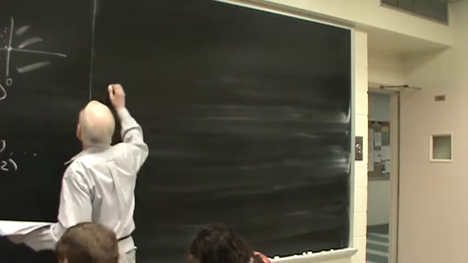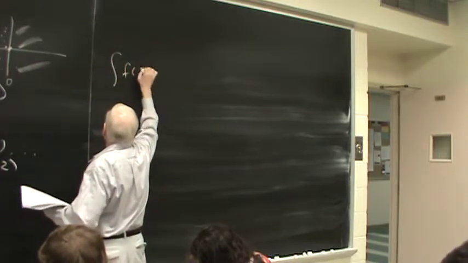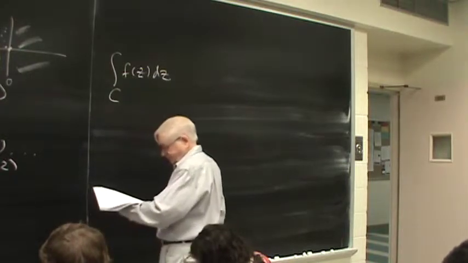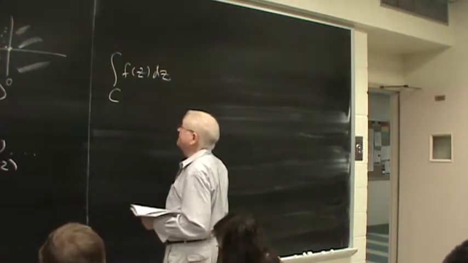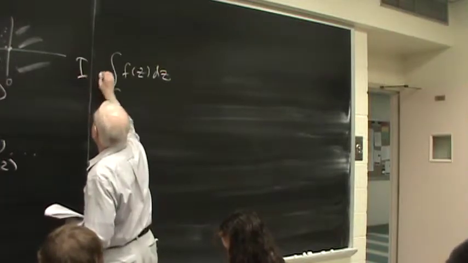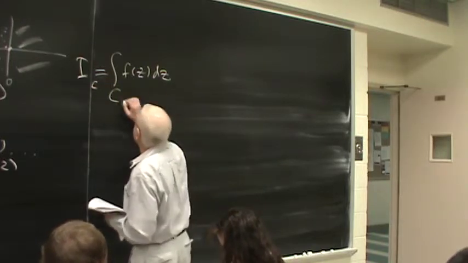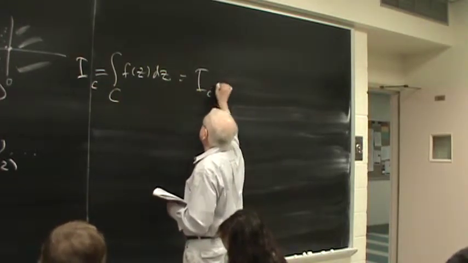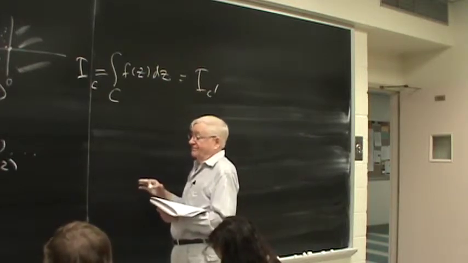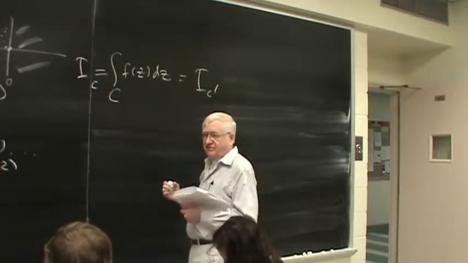It's certainly true that if you integrate f of z dz around a contour, this gives you some integral, and the value of the integral over C is the same as over C prime, as long as C and C prime can be deformed into each other without crossing the singularity set.